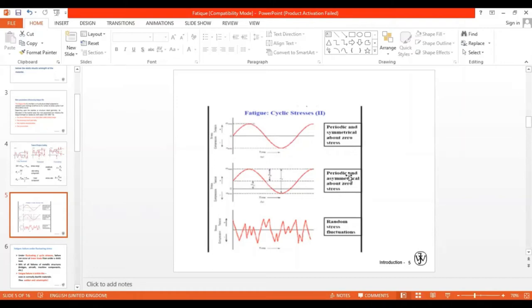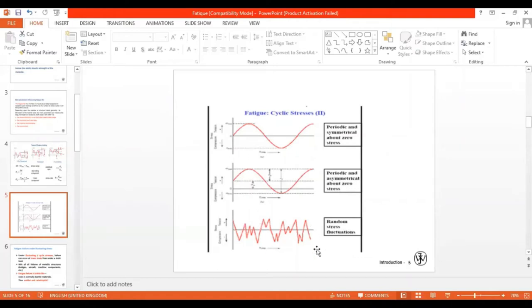Then this one is periodic and asymmetrical about zero stress. Here we have zero, but the cycle is not symmetrical about it, so this mean value is not zero. That's why it is named periodic and asymmetrical about zero stress. It is also periodic and regular, but not symmetric about zero. It is symmetric about some other point, so it is called periodic and asymmetrical about zero axis or zero stress.